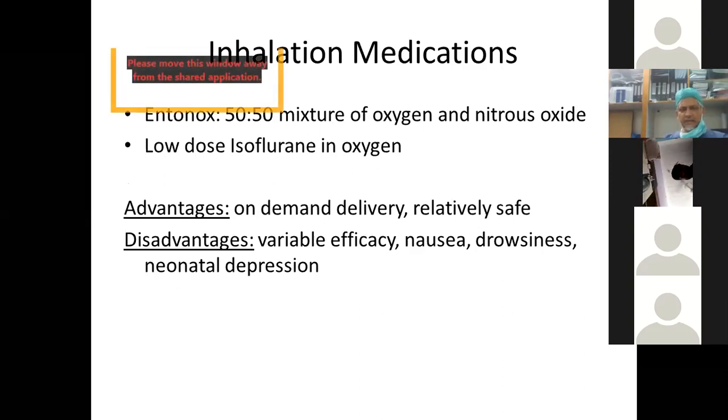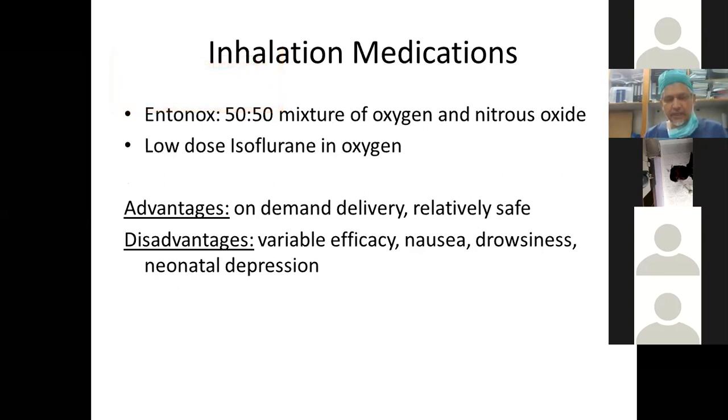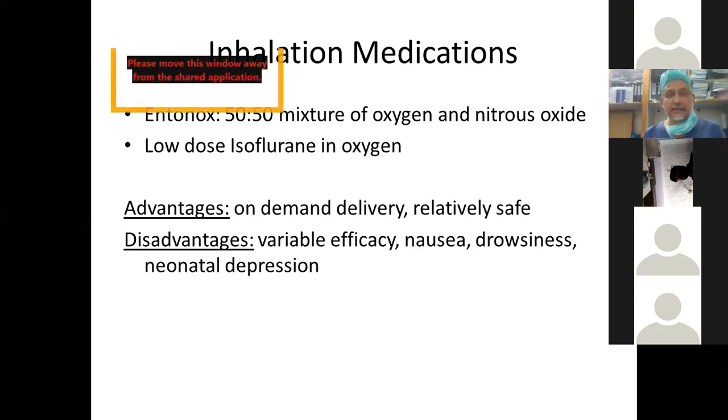And inhalational medication, Entonox. Entonox is basically a mixture of 50% oxygen and 50% nitrous oxide. The other option is low dose isoflurane with oxygen. The advantages are on-demand delivery and relative safety. On-demand delivery means when the patient inhales, there is a one-way valve in that circuit. On inspiratory effort, the gas mixture goes in and gives pain relief. The disadvantage is that the efficacy is variable, and it causes nausea, drowsiness, and neonatal depression.